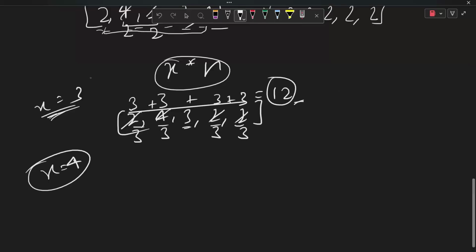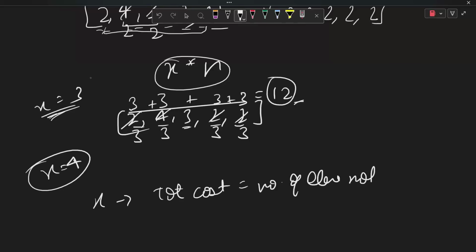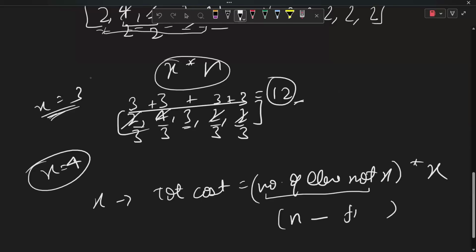So what we can do, we can say for any x, our total cost is the number of elements which are not equal to x, multiplied by x. That's our total cost. Now, how can we calculate the number of elements not equal to x? That's the total number of elements minus the number of elements equal to x. What is the number of elements equal to x? We can say it is the frequency of x.